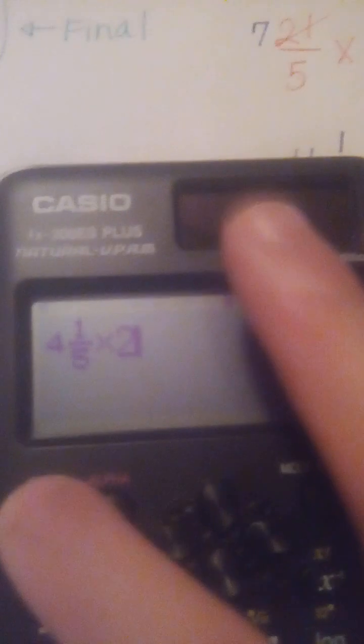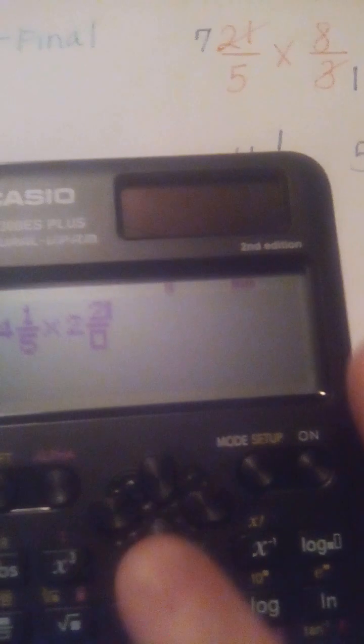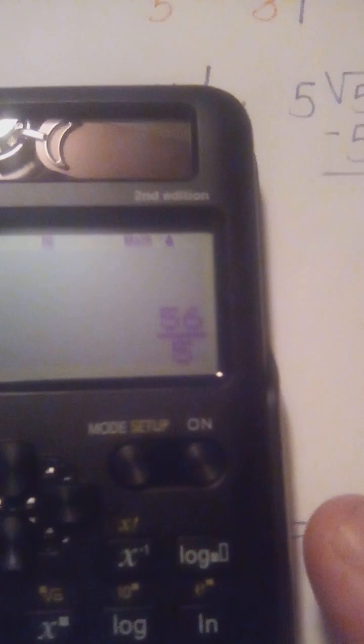Sorry that you don't have the brightness like the other one, so I do apologize. That is our improper fraction. And this is our answer: 11 fifths, or 11 1/5. That's our answer. There you go. Our final answer.